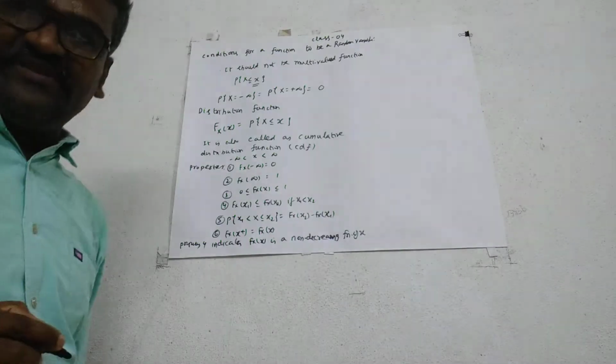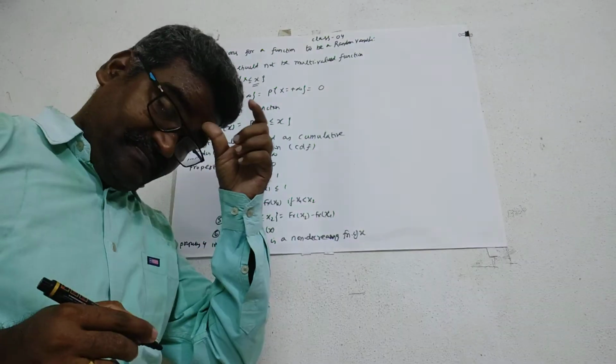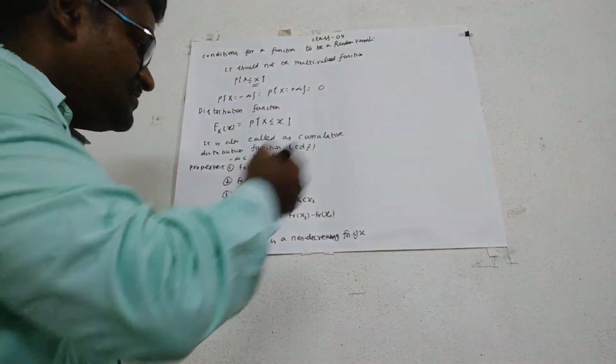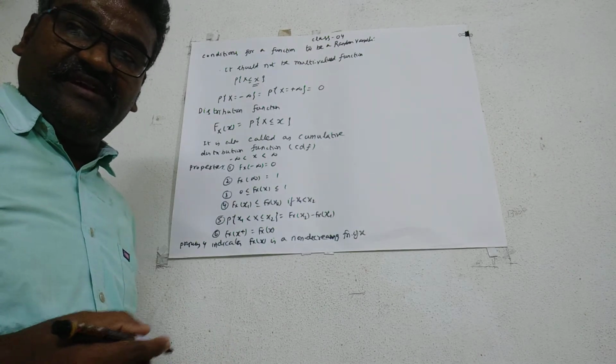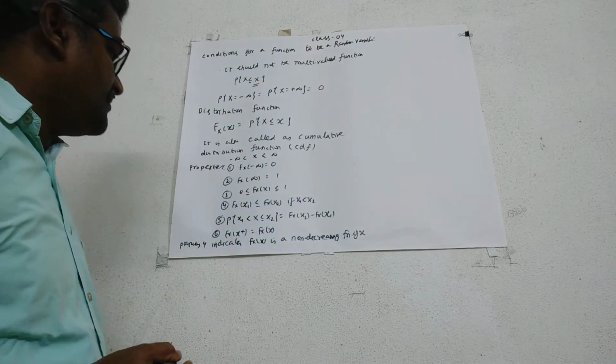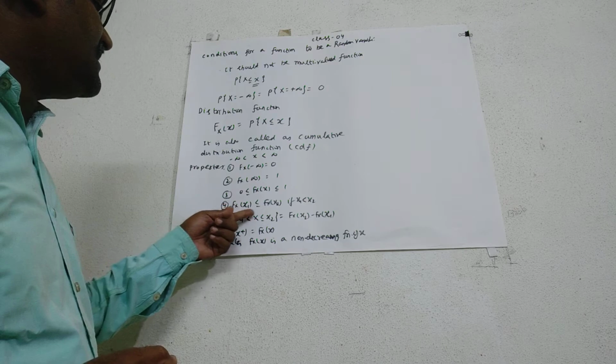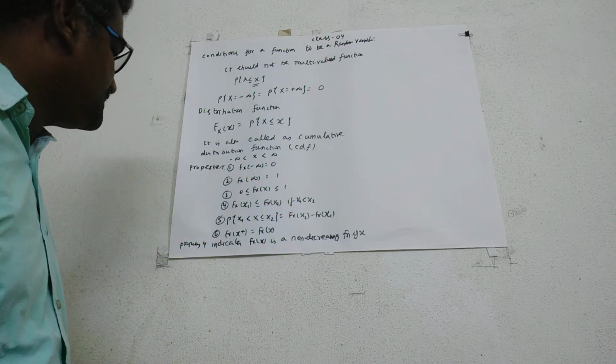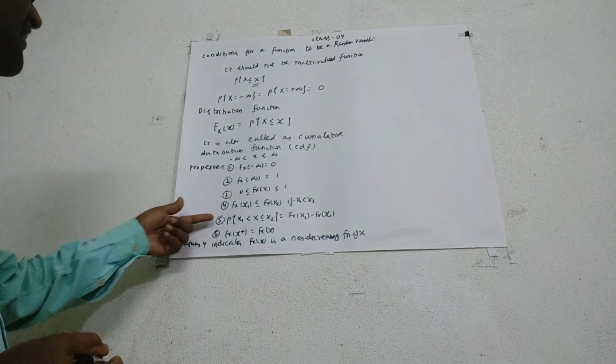It is a non-decreasing function of x. What does it mean here? The distribution function is an increasing function. Okay, Fx of x1 is less than or equal to Fx of x2. Okay, what is the fifth property?